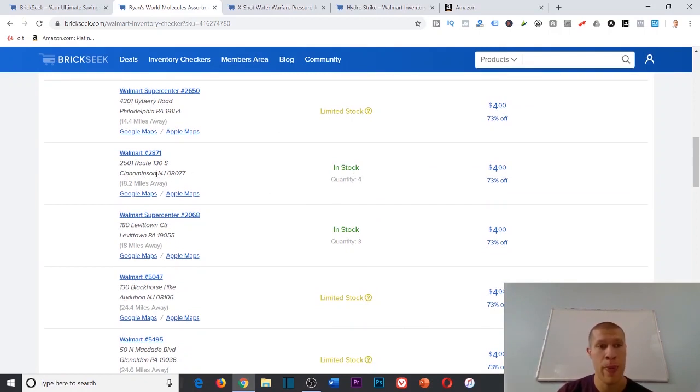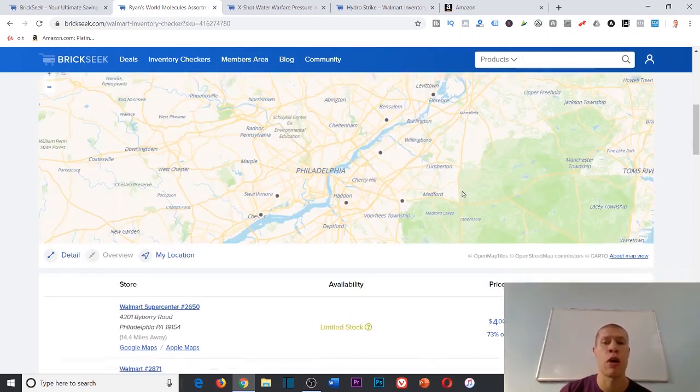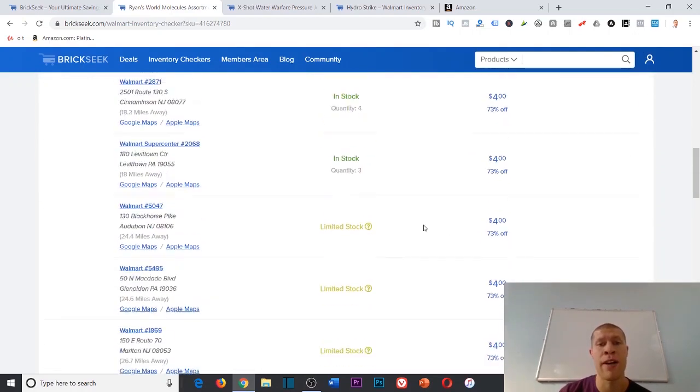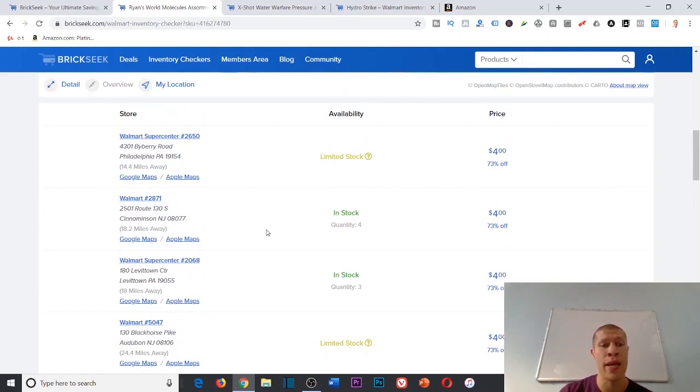Look, there's 4 here at the Cinnaminson, New Jersey Walmart, which is somewhat close to me. It's about 18.2 miles away. There's 3 here at the Levittown one. So if this were a good product, what I would do is I'd come down and find out, okay, where is this selling? And I would go pick these up.